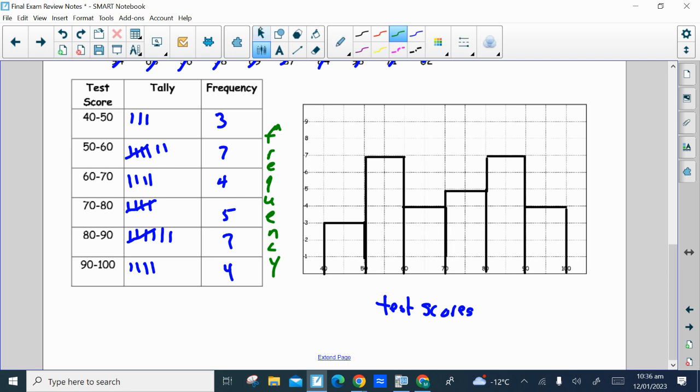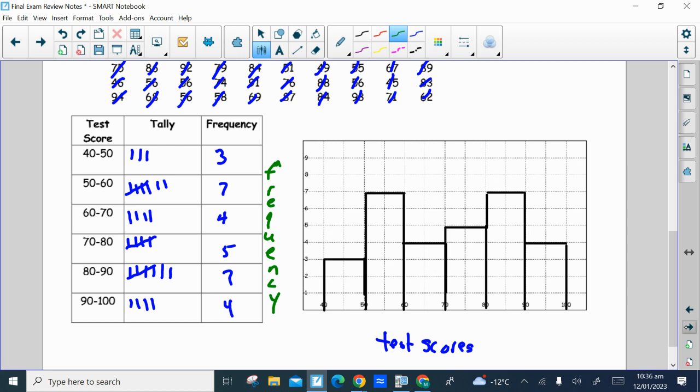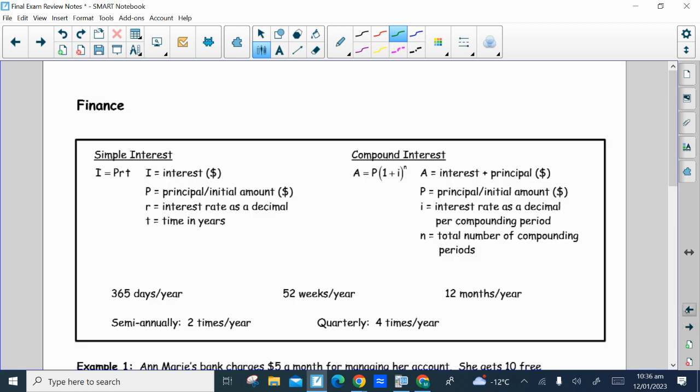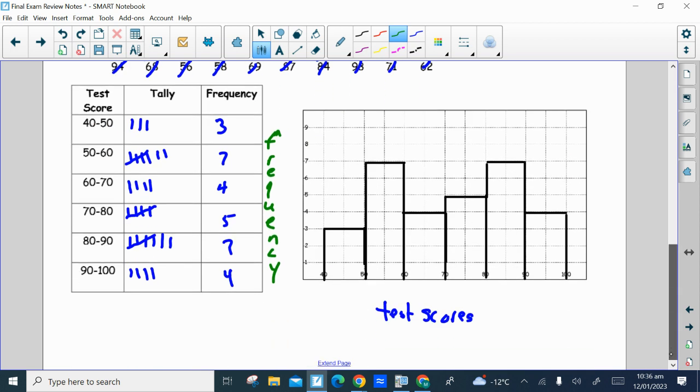Okay, so those are fixed now. So again, with the histogram, the bars are connected, and each bar represents a range of, in this case, test scores. So there's the histogram. Okay, so I'll give you the assignment to work on.